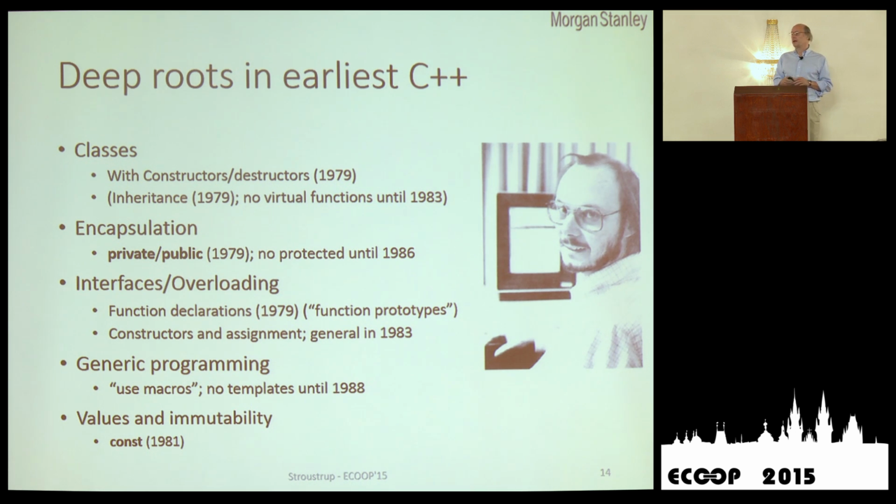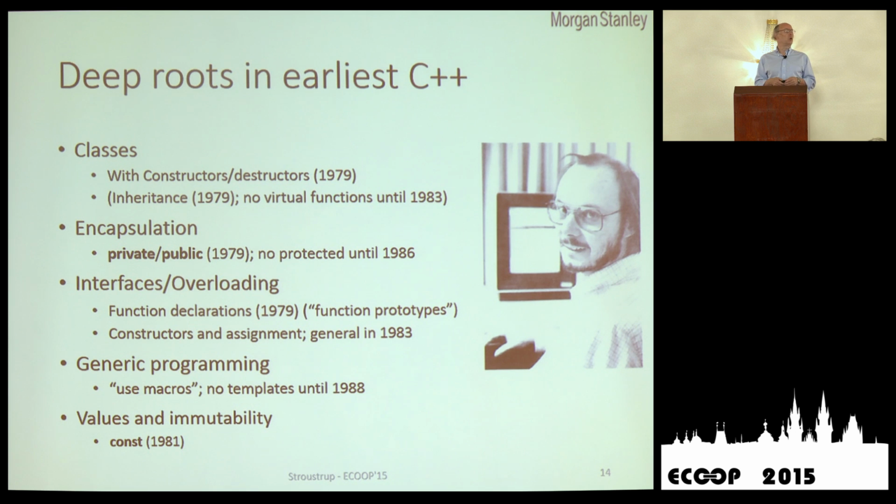Encapsulation was there, right in the front, public and private. Protected came in '86, and it's still a bit doubtful, especially for data. Overloading was there, starting with constructors and assignment and other things, and was general in '85. Overloading is a way you can get similar behavior invoked with a single name without having inheritance.